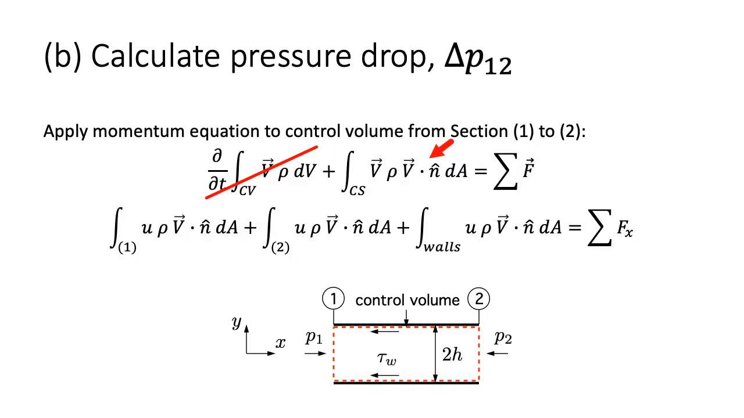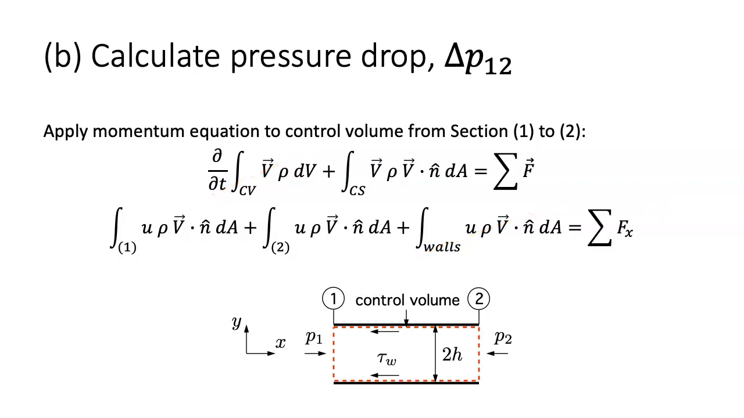The second term on the left gives the net rate at which momentum crosses the boundaries of our control volume or control surfaces. We expand this term by integrating over all the boundaries, which include the inlet at section 1, the outlet at section 2, and the top and bottom walls at y equals plus and minus h. Since there is no flow across the walls, the third term on the left is 0. The term on the right gives the sum of all the forces acting on the control volume in the x direction.